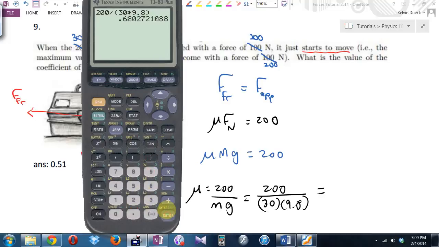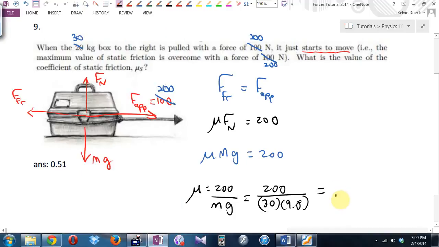Yeah, I get a pretty sticky coefficient. That's about tires on rubber. This would not be that pleasant to slide. You'd have to be pulling pretty hard, but 0.68. Okay, which is not that answer because I made up different numbers. Now let's answer your question.